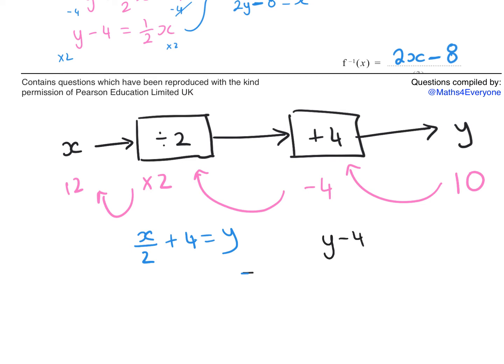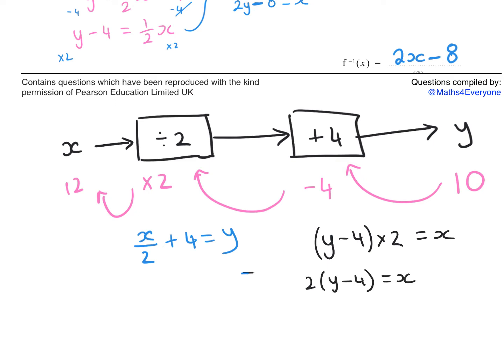And then I times that whole thing by 2. So this is where I put brackets to make sure I know I'm timing that whole thing by 2. And this gives me x. And then what I do, of course, I don't write bracket times 2, do I? I could either write 2 lots of y minus 4 equals x.